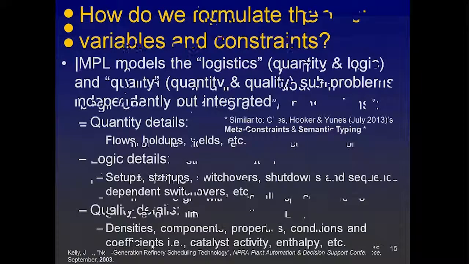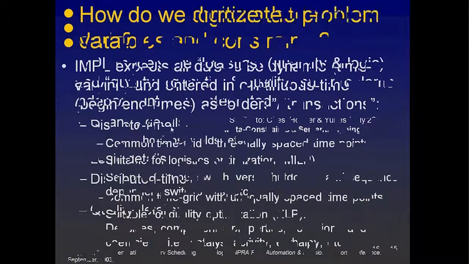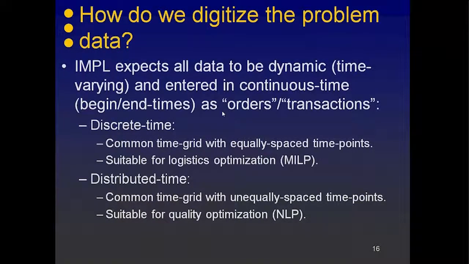Okay, so as I mentioned, managing time is always so important. When you put data inside of IMPL, you give it as orders or transactions. You may have an order of crude oil coming in, so you have to tell it the type of crude oil, how much crude oil is coming in, and then of course when it is going to arrive, its start time, and when it is going to stop being transferred, its end time. You put all of that data in as an order.